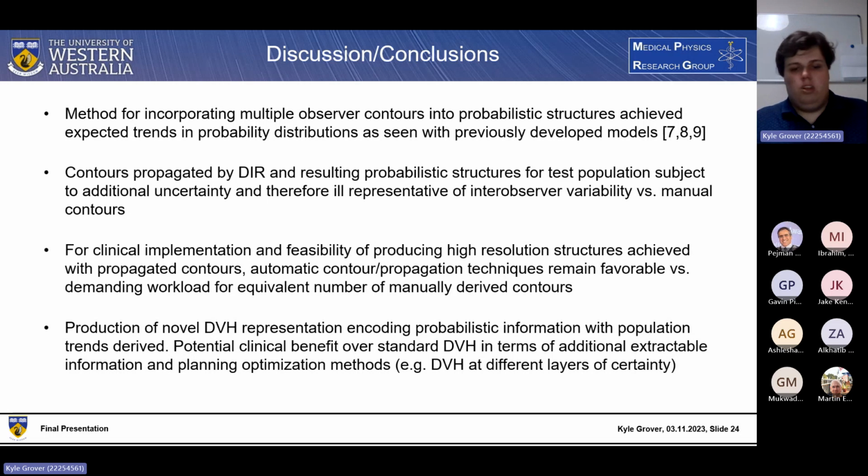In addition, the production of the novel DVH representation that encoded probabilistic information within the population trends was derived, and the potential clinical benefit over the standard DVH volumes was described, because we have that additional extractable information from these plots to allow for possible planning optimization methods.